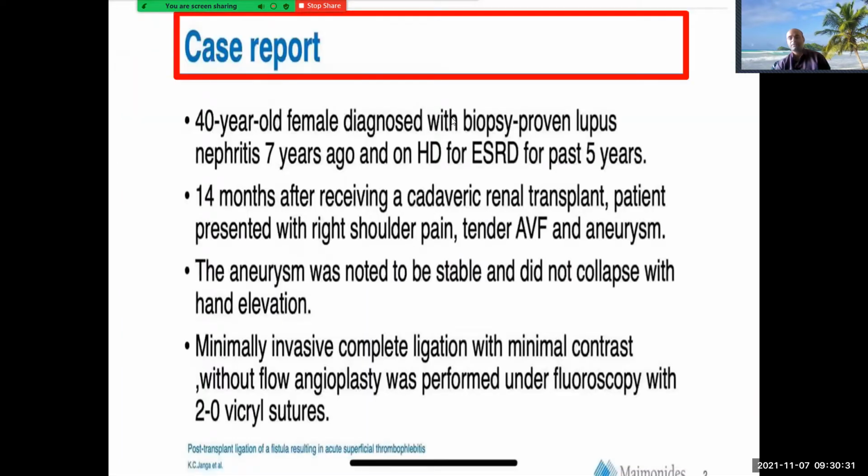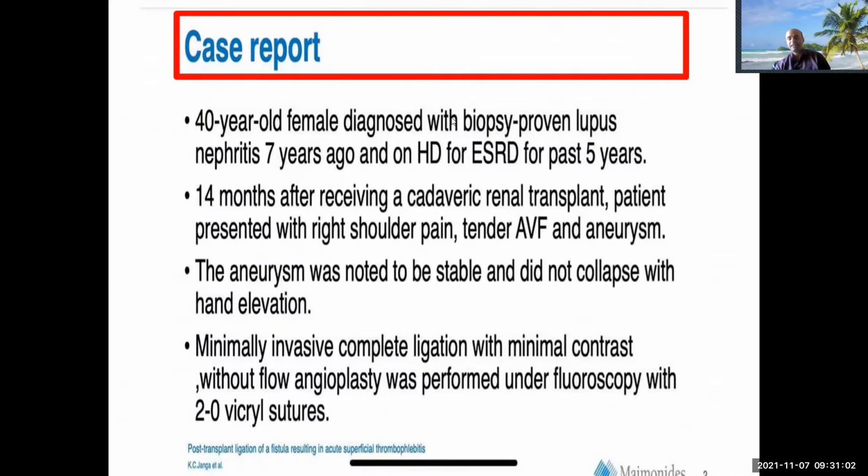Now, case number 2. We see this 40-year-old female patient, diagnosed by biopsy with probable lupus nephritis 7 years ago, with serial disease over the past 5 years. 14 months after receiving a cadaveric renal transplant, the patient presented with right shoulder pain and a tender AV fistula aneurysm. The aneurysm was noted to be stable and did not collapse with hand elevation.